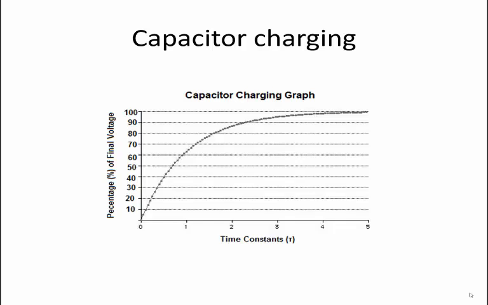So if we were to graph the charging of a capacitor over time, this is kind of what it would look like. It starts very fast at first, slows down, and eventually almost stops. It never quite gets to 100% theoretically.